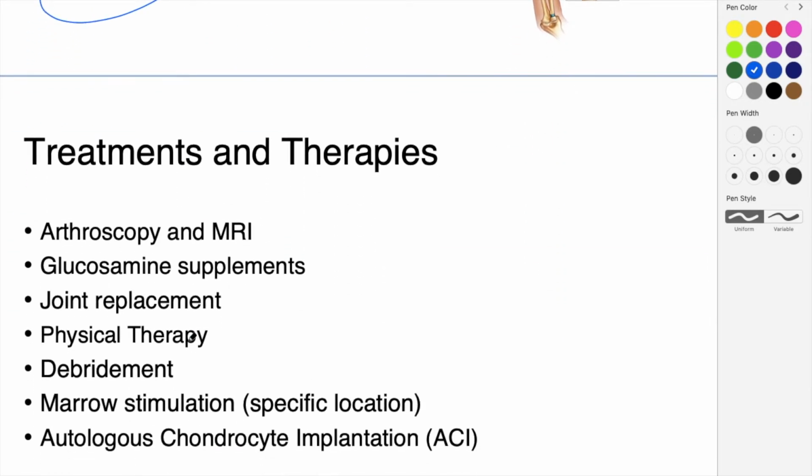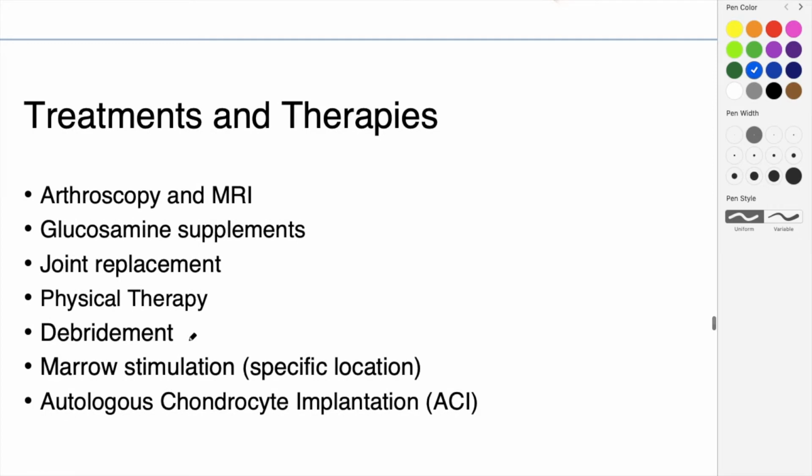There are different treatments that we can use for disorders associated with cartilage. One is arthroscopy and MRI. Arthroscopy is a surgical procedure where you visualize, diagnose, and treat the disease. In MRI, you use magnetic resonance imaging, a strong magnetic field, to identify the disorder and treat it with a proper treatment.